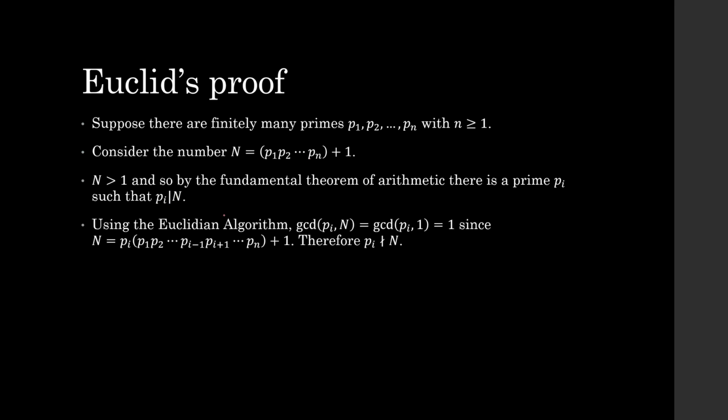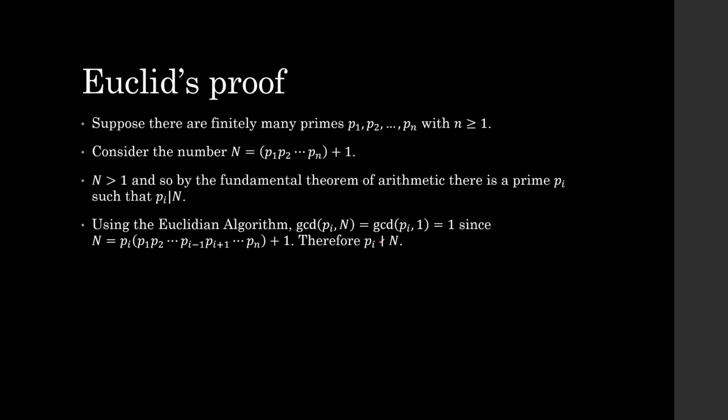But if we use the Euclidean algorithm, the greatest common divisor of pi and n is the greatest common divisor of pi and 1. Why is that? Well, we showed earlier that the GCD of a and b is the same as the GCD of a and the remainder of b divided by a. And the remainder of n divided by pi is easily seen to be 1 here, because we've got pi times all these other primes, and then we add 1. So the remainder on division by pi is 1. And the GCD of anything with 1 is just 1.